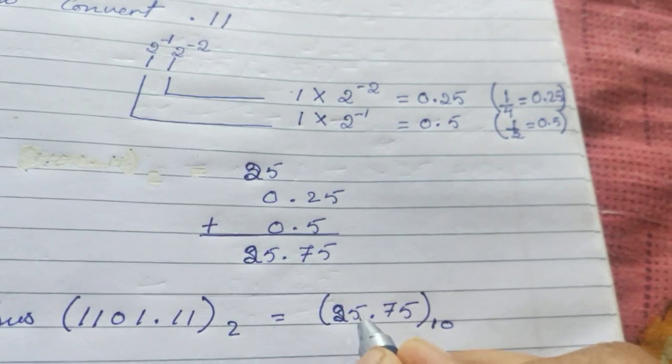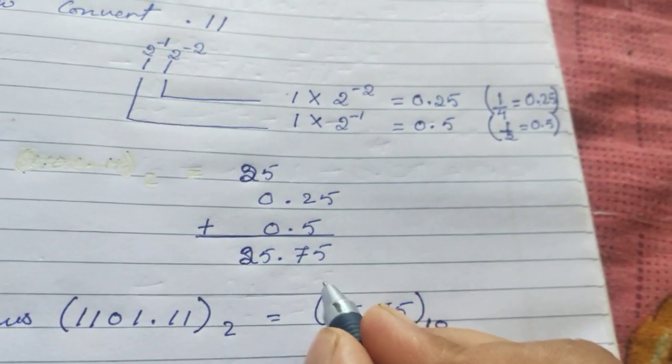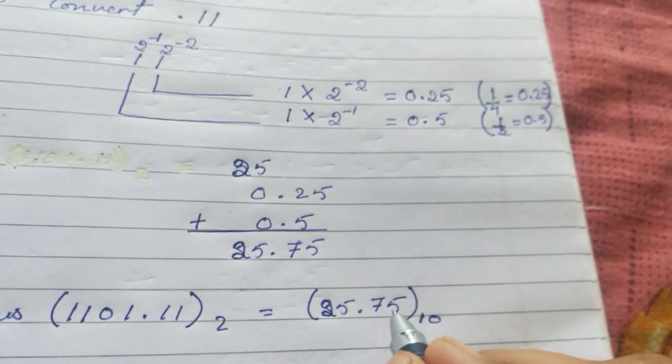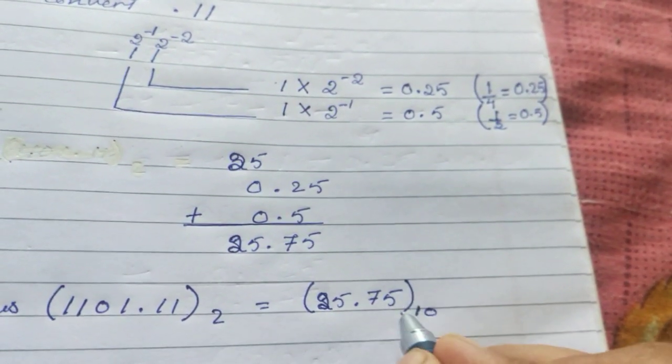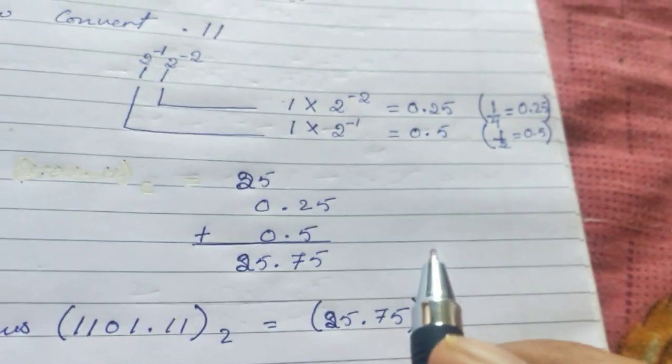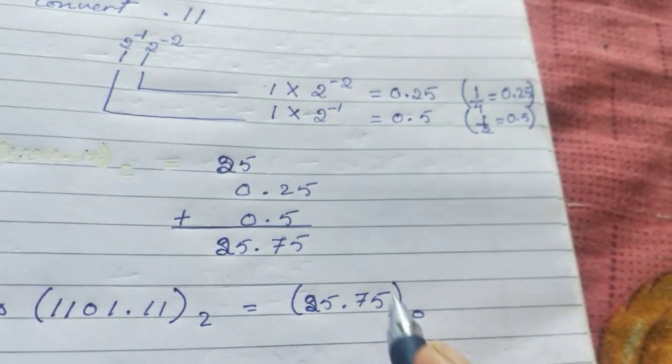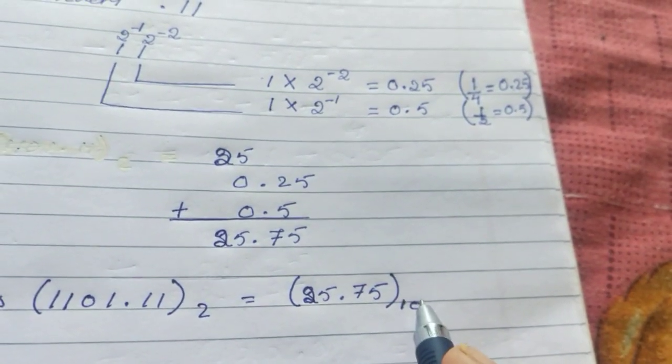you will write 25.75, and we will put it in brackets and write 10. Why? Because this is a decimal number and you have 10 digits from 0 to 9. So the base is 10.